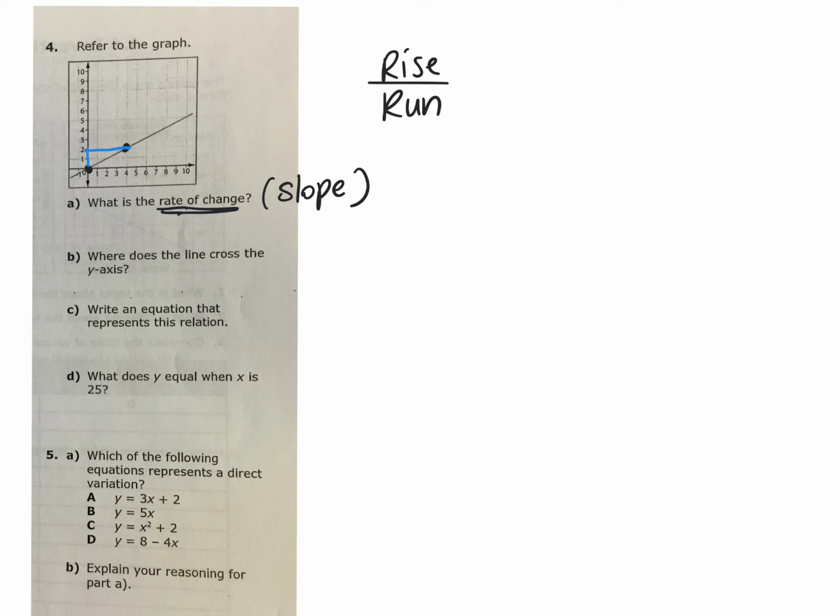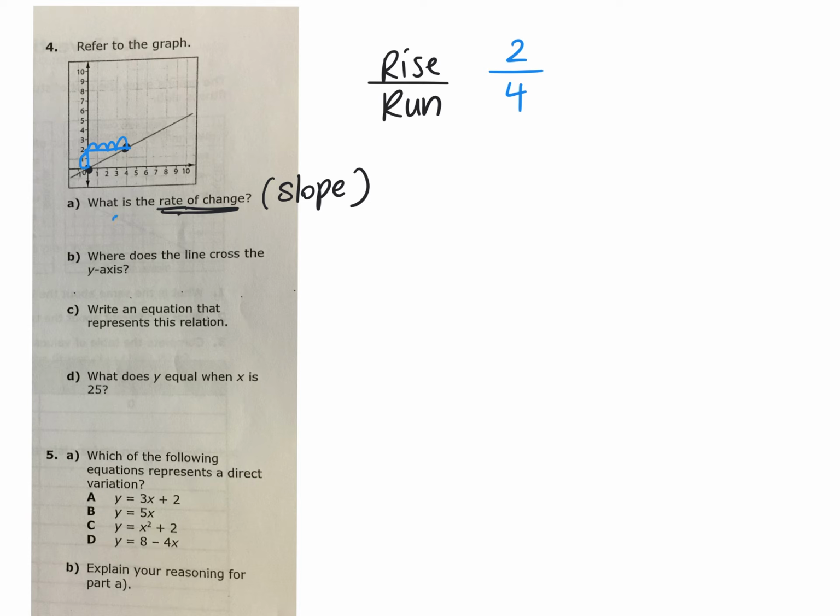Because we're trying to figure out what this line rises by from the 2 points I picked. What does it rise by? It rises by 2, and then you simplified it. What does it run by? 1, 2, 3, 4. Okay, does everyone see that? It goes up by 2 and over 4.